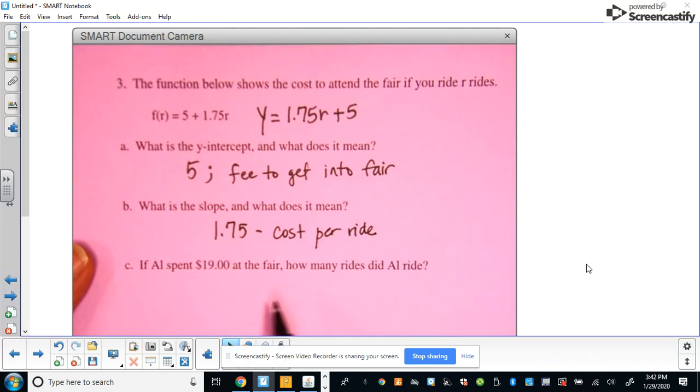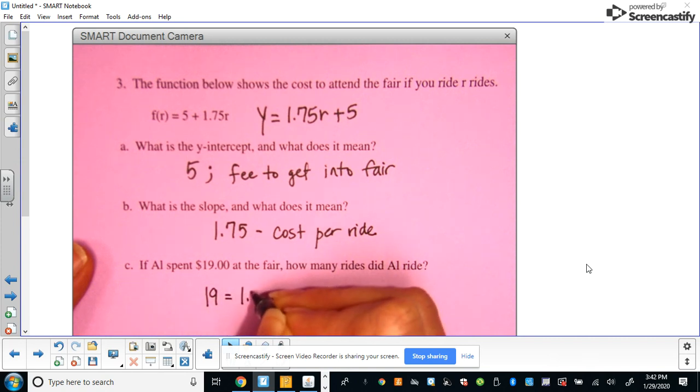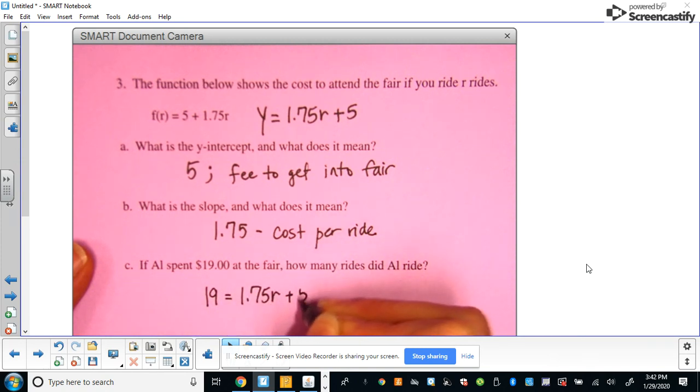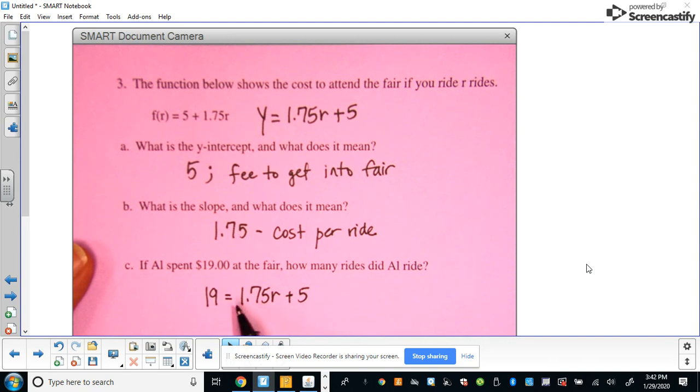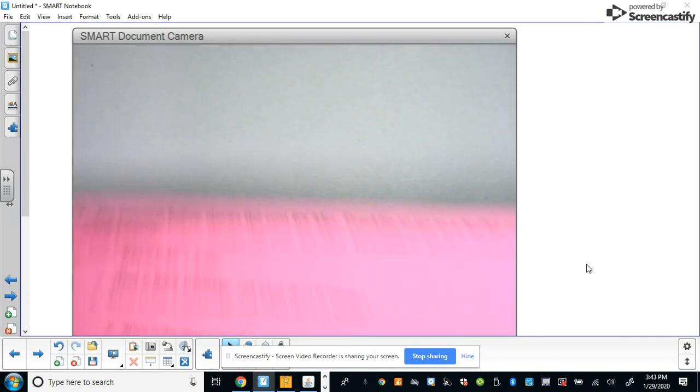So if he wanted to spend $19, you could plug 19 into the equation, subtract off the initial cost of $5, and then divide by 1.75 per ride. That would tell you how many rides you could go on with $19.